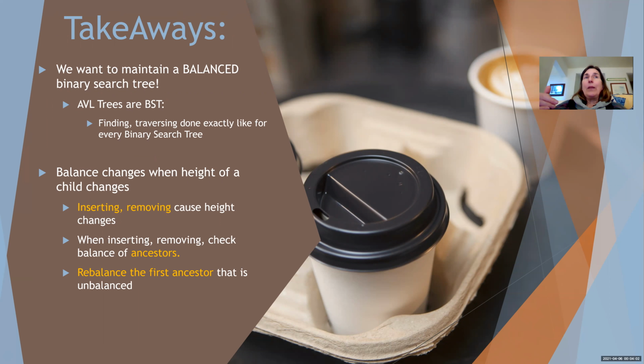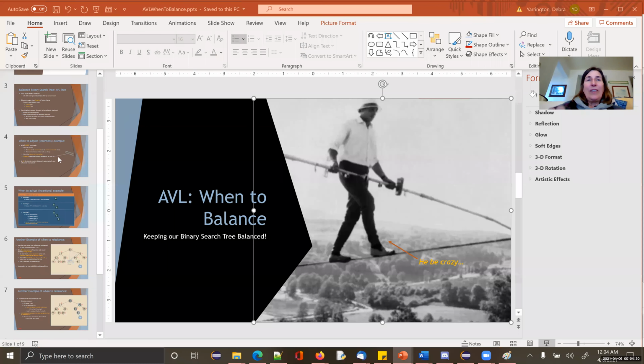That's all the same. The difference comes into play when we do an insert or a remove, because that's what's going to change the height of a node. And if the height of a node changes, the balance of its ancestors can change as well. And if the balance changes, then we want to rotate, we want to fix the first node we encounter whose balance is incorrect. There we go.